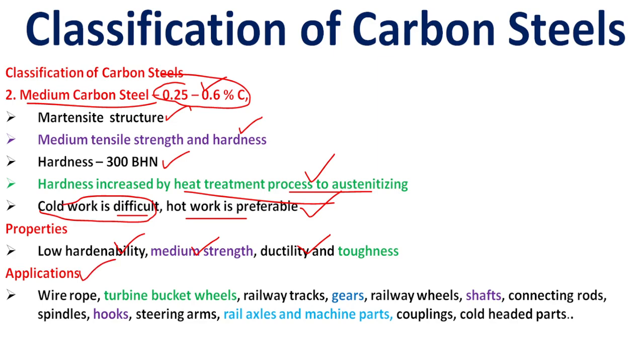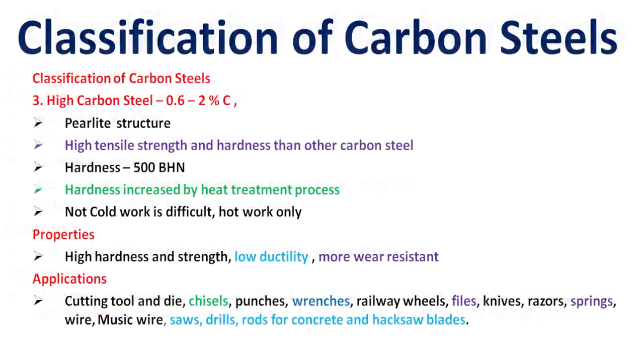So the applications of this material are mainly wire rope, turbine bucket wheels, railway trucks, gears, railway wheels, shafts, connecting rods, spindles, hooks, steering arms, rail axles, machine parts, couplings, and cold head parts. So these are the applications of the medium carbon steel material. Next, the final one is high carbon steel.